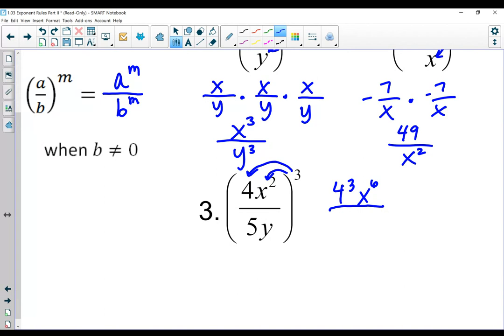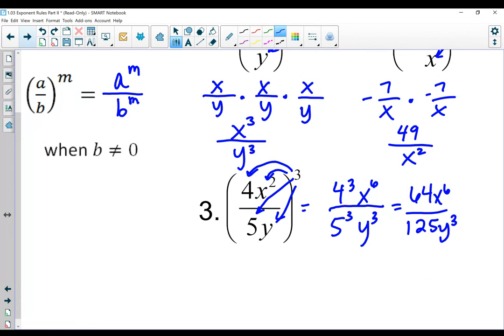I can distribute exponents over division also. So I'm also going to be raising 5 to the third power and y to the third power as well. So now we're just going to go through and kind of clean this up. 4 to the third power is 64, x to the 6th, divided by 5 cubed is 125, y to the third.